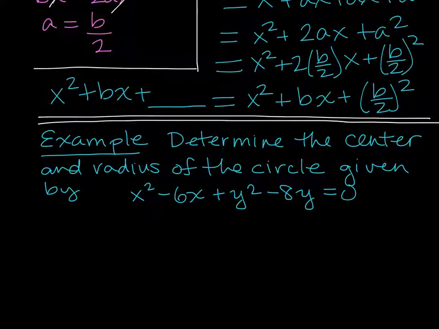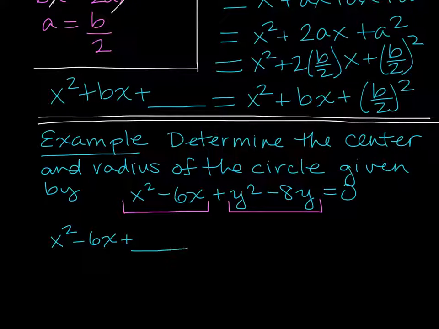So we're actually going to complete the square twice here. We're going to complete the square once for the x terms and again for the y variable. So we have x squared minus 6x. We want to add something. And we have y squared minus 8y. Again, we want to add something.